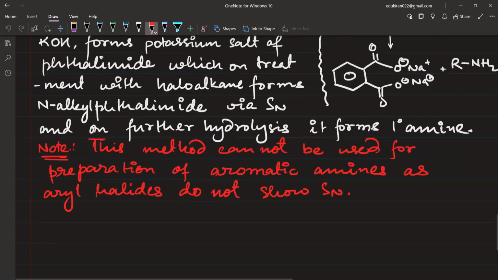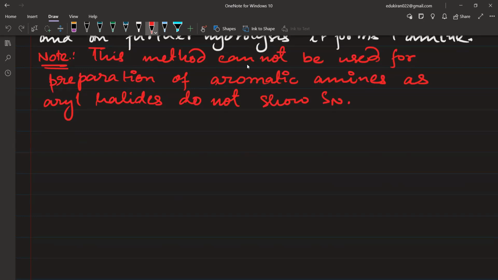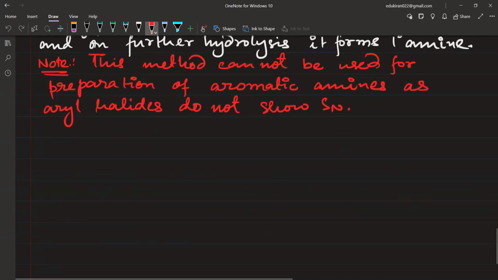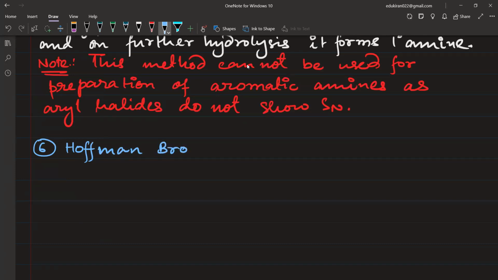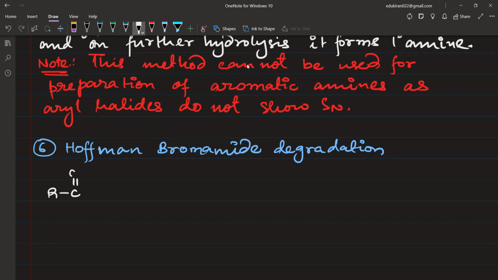Right, next, another important reaction is Hoffman bromamide degradation. This will be the sixth. Please write. Hoffman bromamide degradation. In this we use amide R C double bond O NH2, plus we use Br2, plus we use KOH.